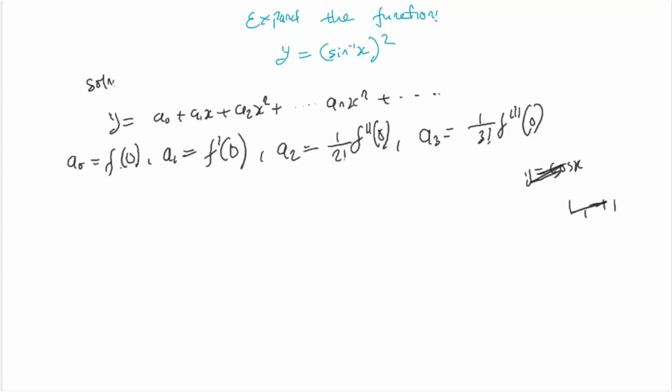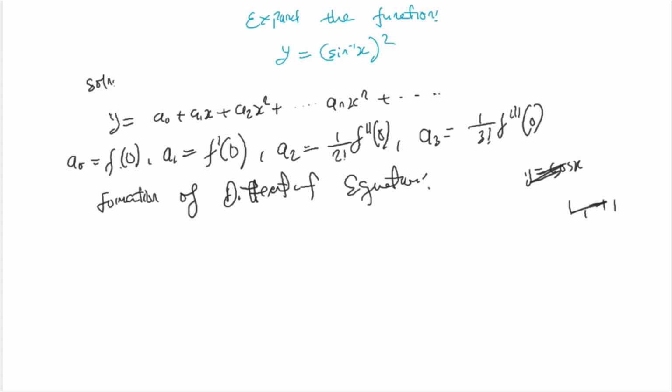Now, the way to go around it is what we call formation of a differential equation. So we form a differential equation that this function y equals sine inverse of x satisfies. And once that differential equation is formed, we are able to pick out the coefficients from that differential equation. I will show you how in just a moment.